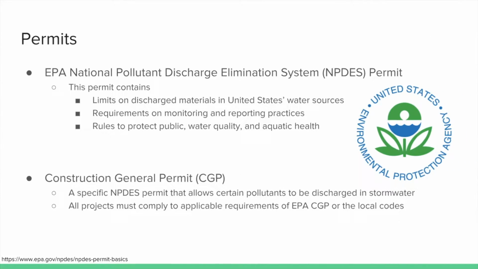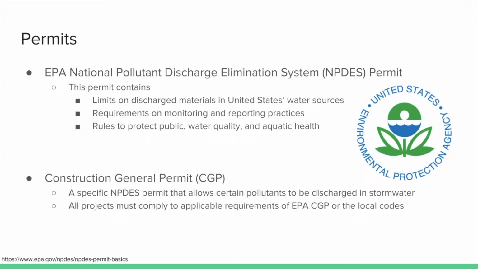The EPA has several permits to help reduce pollution due to construction sites, one of them being the National Pollutant Discharge Elimination System, NPDES Permit. This permit limits the amount of pollutants discharged into U.S. water sources, such as stormwater systems. It also requires monitoring and documentation of the pollution prevention practices. Ultimately, it helps to protect the public, water quality, and aquatic health from unnecessary pollution. All projects must comply with the CGP requirements or local code requirements, whichever are stricter.